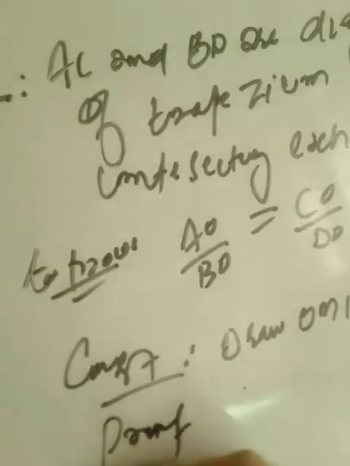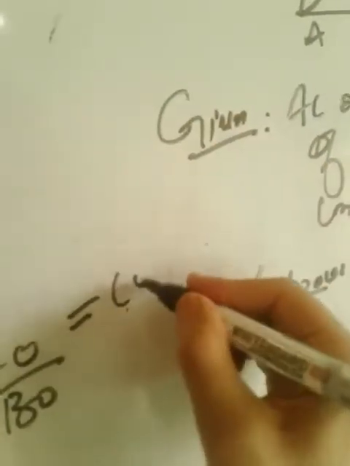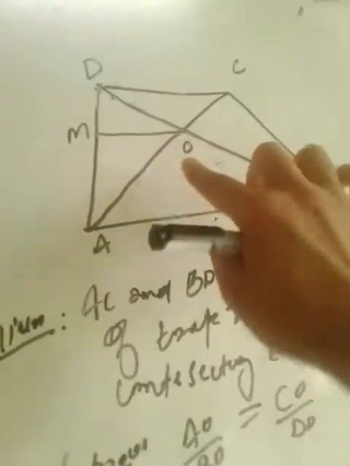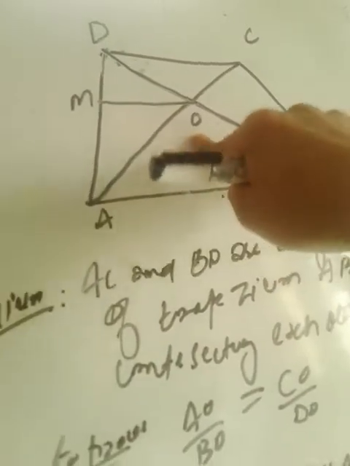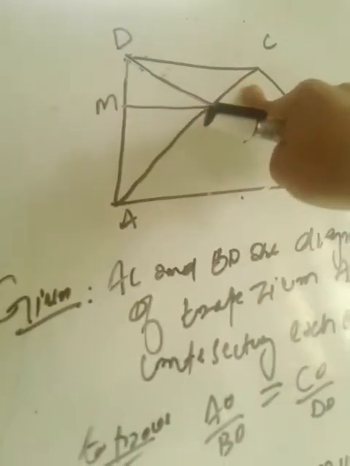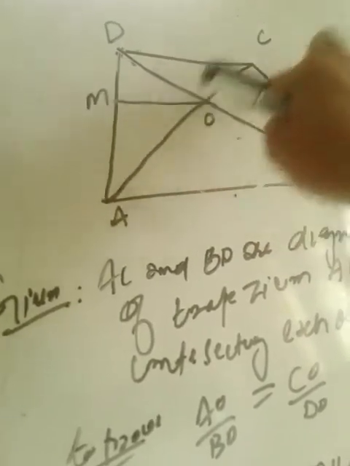Now the proof, very simple. First of all, you should be able to understand in which way we should head. You have to prove that AO by BO equals CO by DO. If you look clearly here, we can get AO by CO, and here we can get DM by MB. So we will prove it in this way.